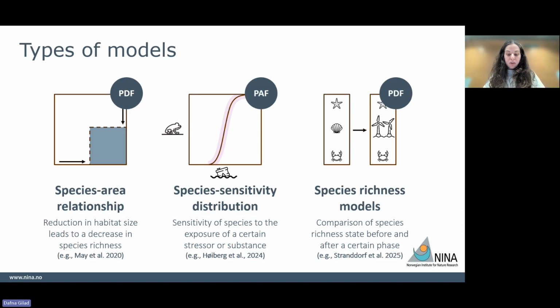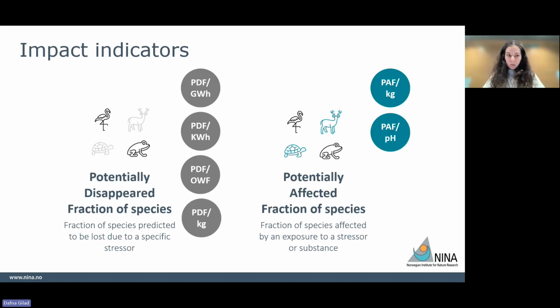And these models use different impact indicators. So the most common one would be the potentially disappeared fraction of species, the PDF, which quantifies the potential loss of species richness due to a certain stressor, for instance, habitat loss. And then the PDF can be expressed per functional unit. So models can calculate impact per unit of electricity produced, so PDF per gigawatt hour. But it can also be expressed per unit of pressure. So for example, PDF per kilogram of plastic pollution.